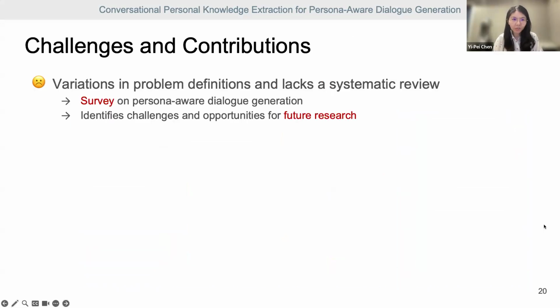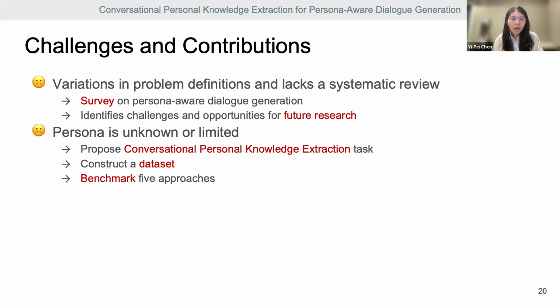Here are some challenges and the contributions of the works that I'll mention today. First, there are variations in the problem definitions in personalized or persona-aware dialogue generation, and there is no systematic review. Therefore, in the first section, we'll talk about a survey on persona-aware dialogue generation, and we identify some challenges and opportunities for future research. Then, in real-world scenarios, persona is usually unknown, or personas are limited in the training data. Therefore, we propose the conversational personality extraction task. We construct the data set and benchmark the approaches for this task.